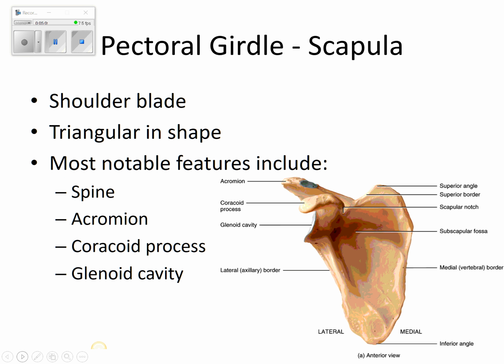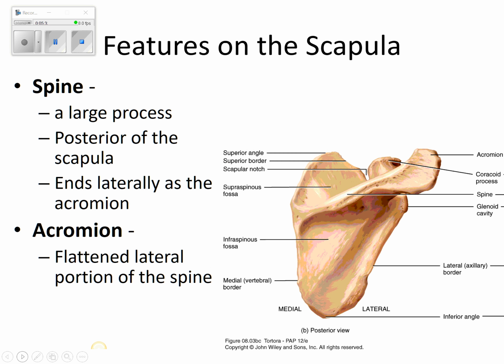The scapula, of course, is also known as the shoulder blade. It is triangular shaped. Most notable features include the spine, the acromion, the coracoid process, and the glenoid cavity, which we'll go over on the next few slides. The scapula is the bone that connects the humerus arm with the clavicle bone. The spine separates the supraspinatus fossa and the infraspinatus fossa.